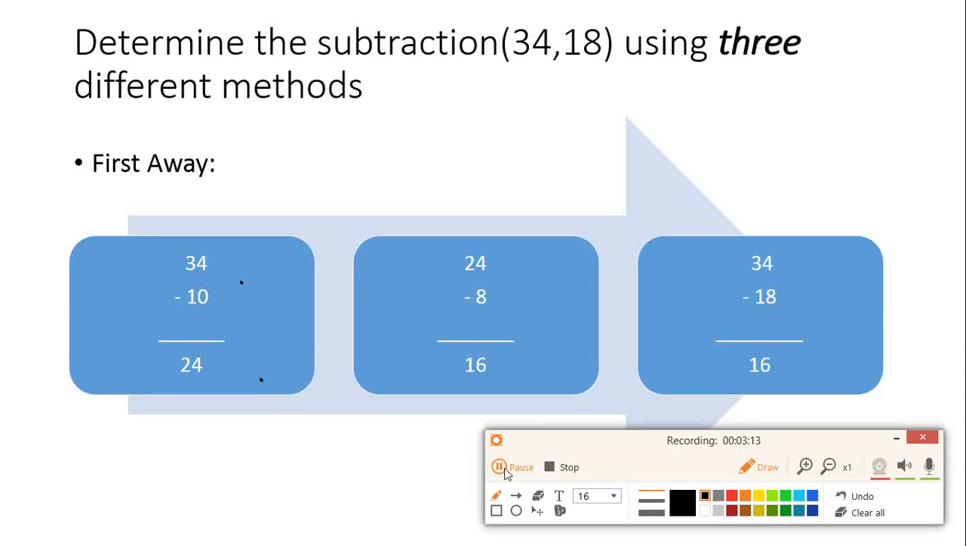So now we're going to use three different methods to subtract 18 from 34. First we take the tens, which is 34 minus 10 is 24, and then we take the ones, which is 24 minus 8. So now we see that we have to borrow.